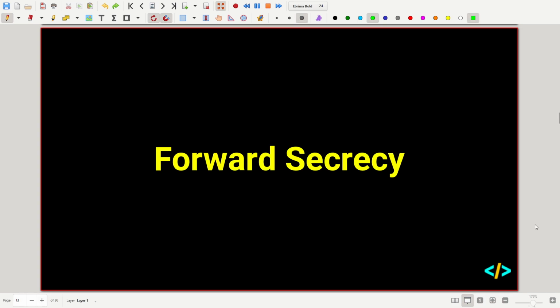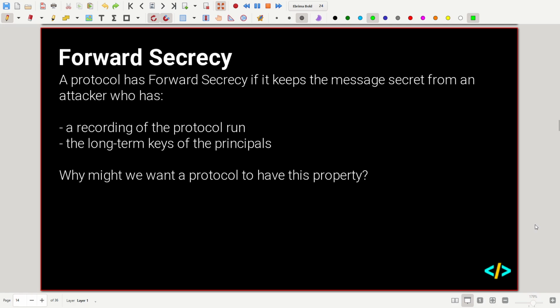Okay, forward secrecy. Now, a protocol has forward secrecy if it keeps any of the messages that have been sent between each other safe from an attacker who has a recording of the protocol run and the long-term keys of the principals. So an attacker cannot access those messages even if they have these two things. They can't access the messages. So before we get into how it works, why might we want a protocol to have this property? Why might we want forward secrecy in a protocol? Surely we can just use Needham-Schroeder. Why do we want this?